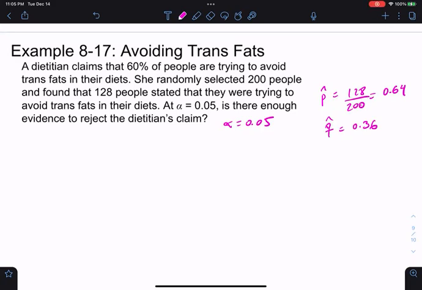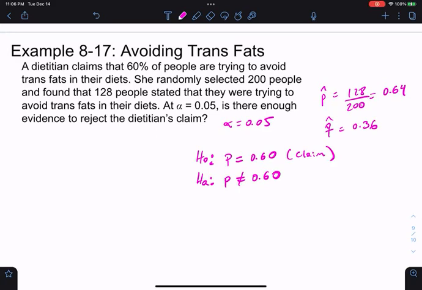So the claim says that 60% of the people are trying to avoid trans fats in their diet. So the true proportion is 60%, and that means that the alternative should be not equal, right? Because they're saying 60% of the people are trying to avoid trans fats in their diet. So is there enough evidence to reject the claim? So the claim is here, it's 60%.